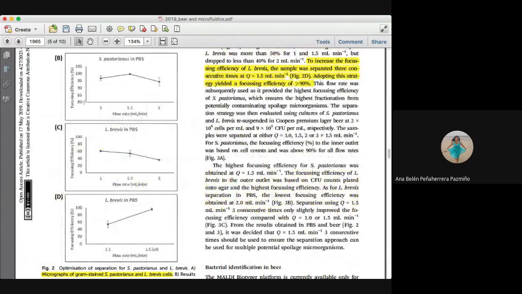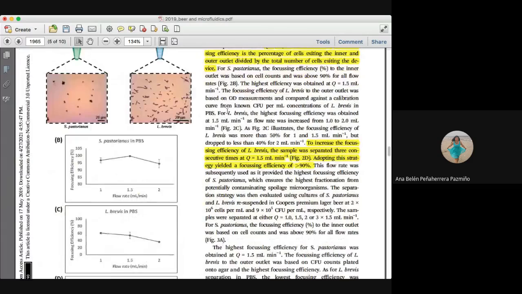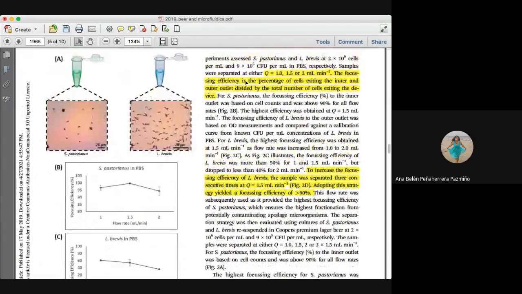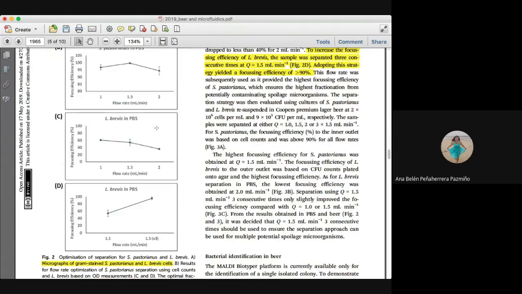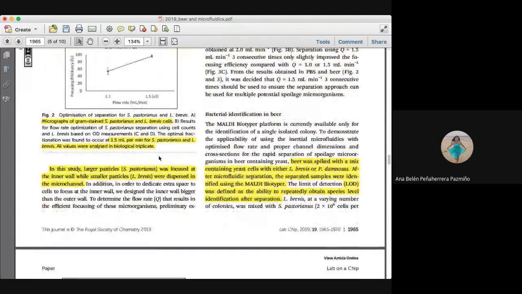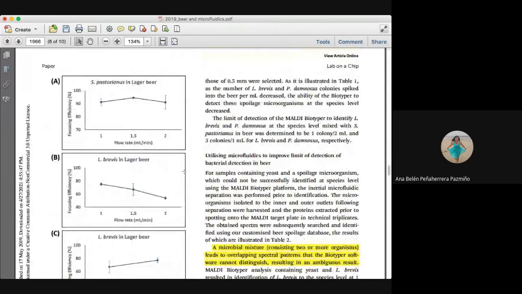So what they measured was the focusing efficiency. The focusing efficiency is the percentage of cells existing in the inner and outer outlet divided by the total number of cells existing in the device. First they tried these 3 flow rates, and they saw that the flow rate of 1.5 milliliters per minute was the one that gave them the best focusing efficiency for this yeast. And so they optimized that flow rate with the PBS and also with the beer.